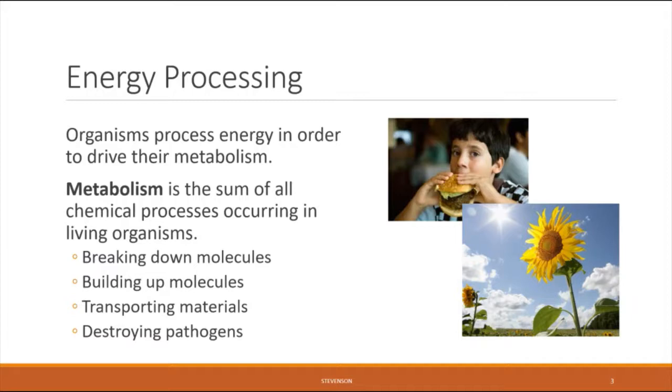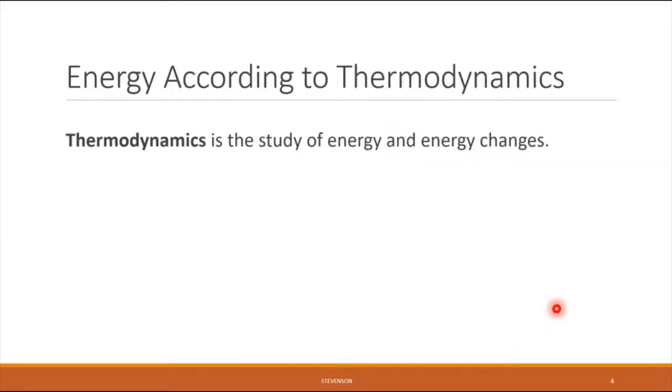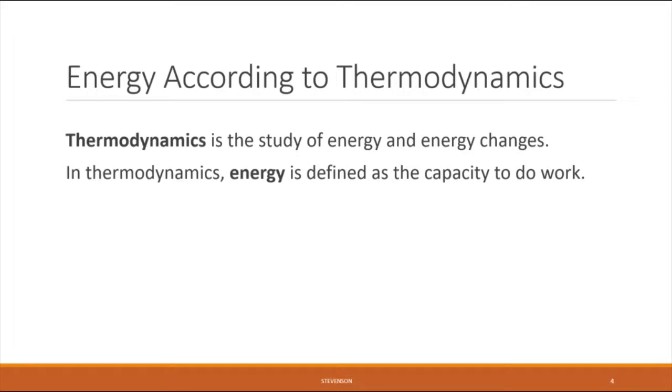And when we're speaking about energy, we need to be careful to define what energy really means because there's a lot of colloquial, common-language understandings of what energy is that may not be accurate to what we're talking about in biology. The definition of energy that we are using here in this class is actually a definition that comes to us from a field called thermodynamics. And thermodynamics is the area of chemistry and science that studies energy and energy changes. According to thermodynamics, energy is defined as the capacity to do work.